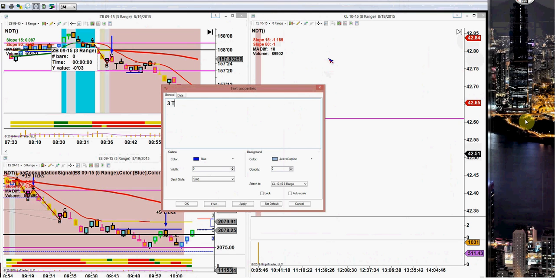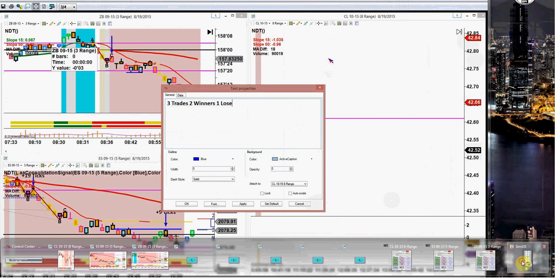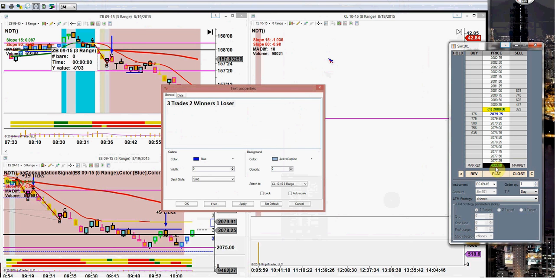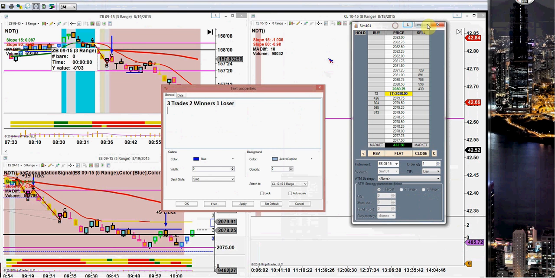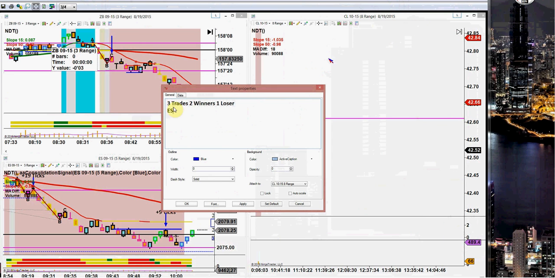Alright guys, they had three trades. They're shutting things down today. Very few commissions today. They're up nicely, like I said, so he's just going to stop trading. Let's see here. Alright, 3 trades, 2 winners, 1 loser.